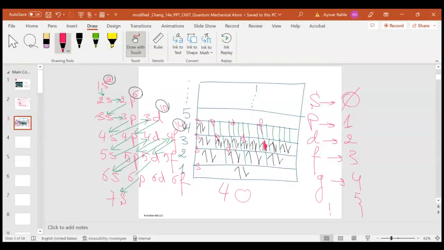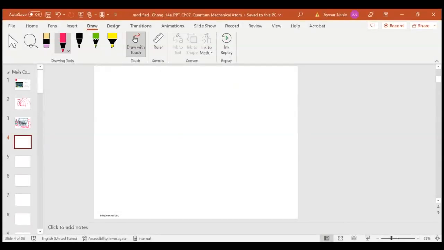Now, I need to give the address, the 4 quantum numbers. I have to give the 4 quantum numbers for every electron inside this hotel. What are the 4 quantum numbers? Very simple. These are the 4 pieces of information.